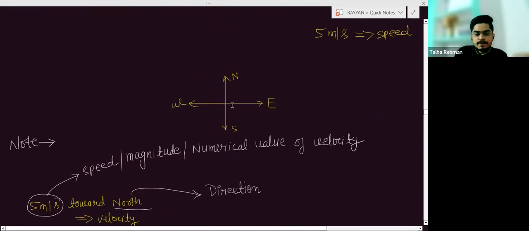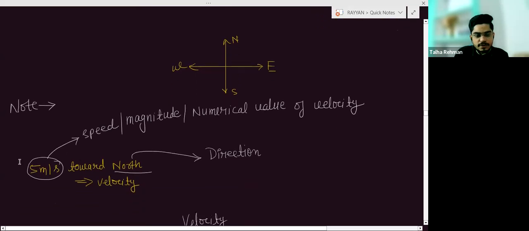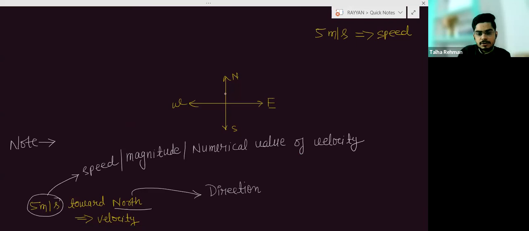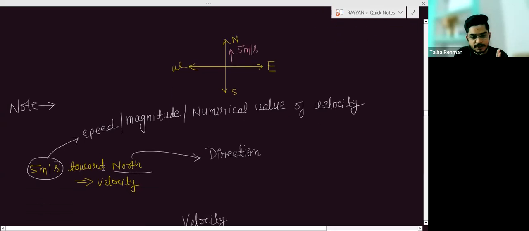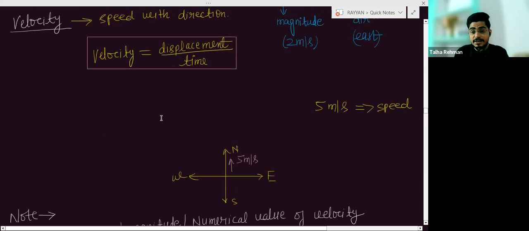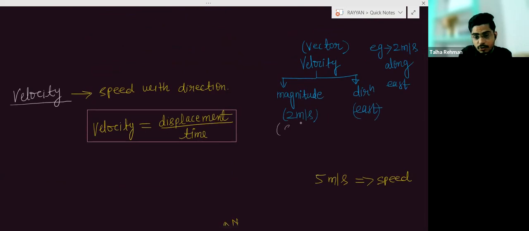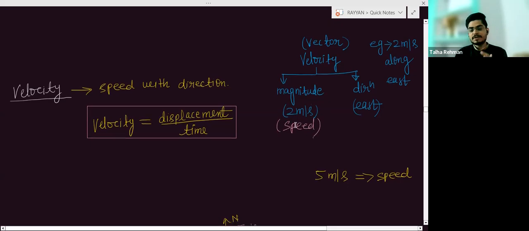So here is the example again: east, west, north, south. If I am saying 5 meter per second towards north, this is the north direction. In this direction, there is a speed of 5 meter per second. So that will be the velocity. If direction is specified, then it will be a case of velocity. So 5 meter per second towards north is velocity, and 5 meter per second is the magnitude, and this magnitude is the speed basically.